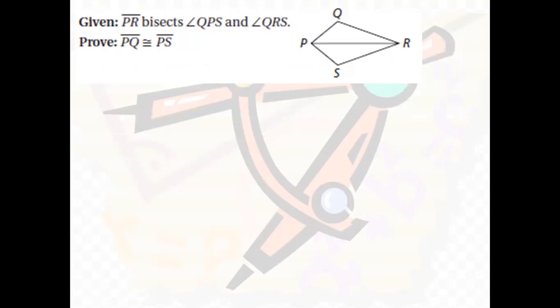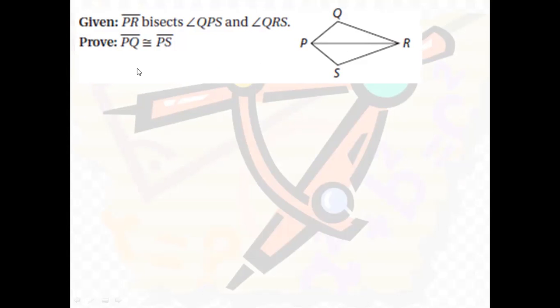PR bisects angle QPS and angle QRS. So you could see this QPS and QRS, right? So it's bisecting angle P as well as angle R, which means now you know QPR is equal to SPR. This angle is equal to this angle. Similarly, here this angle is equal to this angle. You have to prove that PQ is congruent to PS.